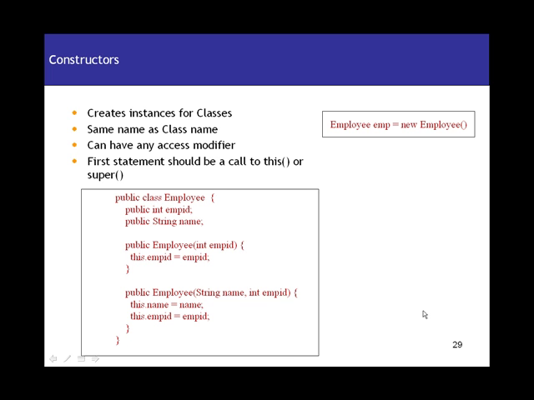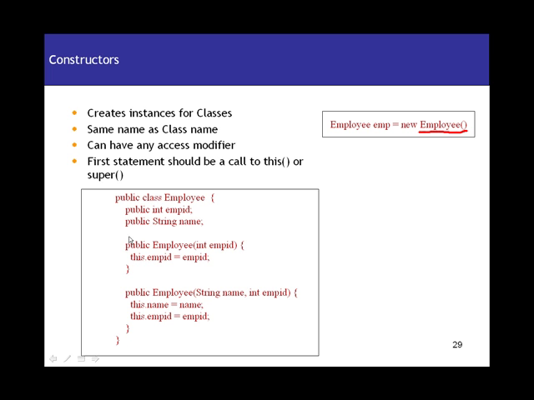So say for example, you've got a class called employee, and you want to create an instance of this class employee. How do you do it? You say employee emp is equal to new employee. So this is nothing but the constructor. Whenever you're saying new, you're calling the constructor of that class, right?